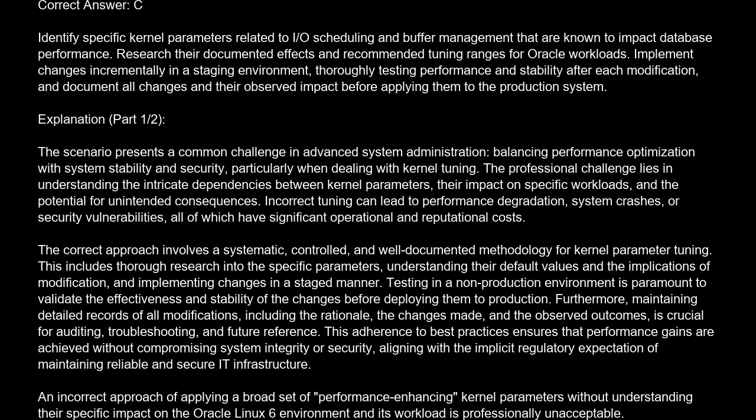This includes thorough research into the specific parameters, understanding their default values and the implications of modification, and implementing changes in a staged manner. Testing in a non-production environment is paramount to validate the effectiveness and stability of the changes before deploying them to production. Furthermore, maintaining detailed records of all modifications, including the rationale, the changes made, and the observed outcomes, is crucial for auditing, troubleshooting, and future reference. This adherence to best practices ensures that performance gains are achieved without compromising system integrity or security, aligning with the implicit regulatory expectation of maintaining reliable and secure IT infrastructure.